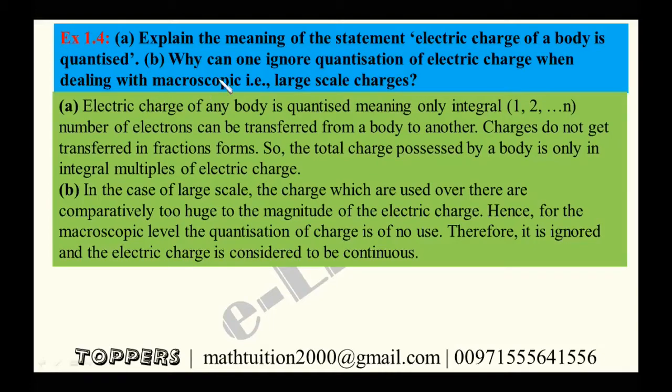In the second case, the macroscopic case, in the case of large scale, the charges used are comparatively too huge compared to the magnitude of the electric charge. Hence, at the macroscopic level, the quantization of charge is of no use. Therefore, it is ignored and the electric charge is considered to be continuous. At the macroscopic level, this transfer of charges is actually negligible. So when we talk about large scale charges, quantization of electric charge is ignored. We will consider it as a continuous charge. Clear the answer? Note it.